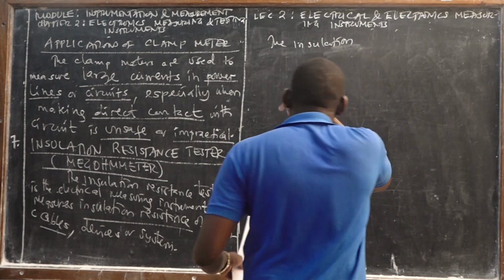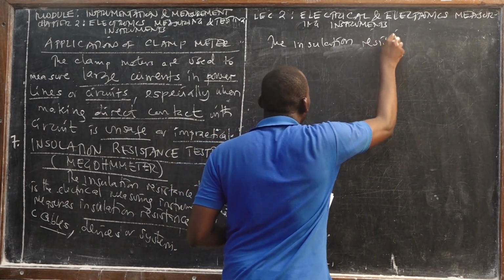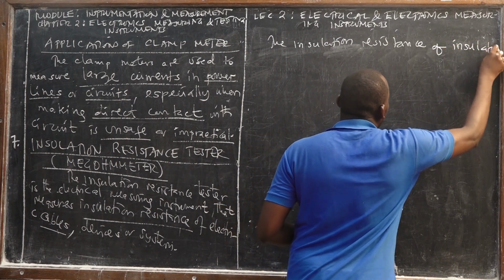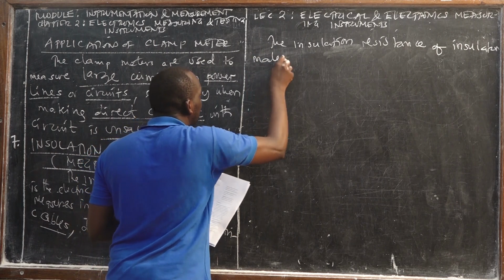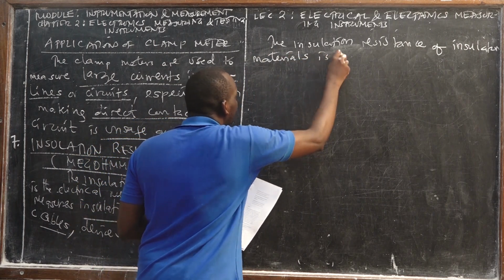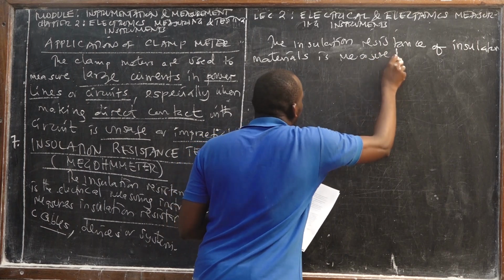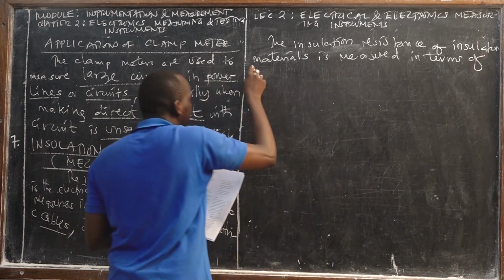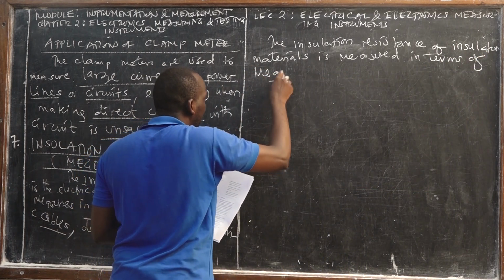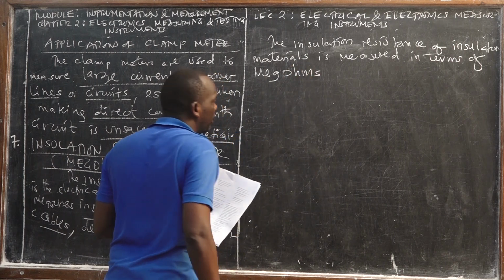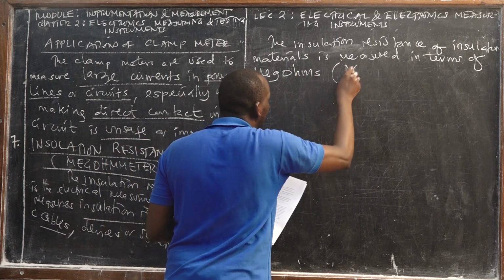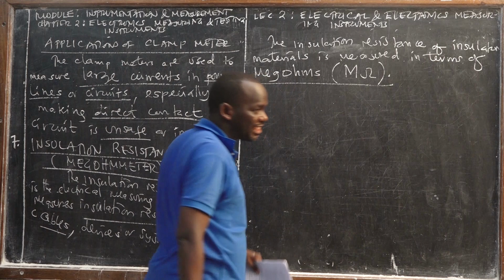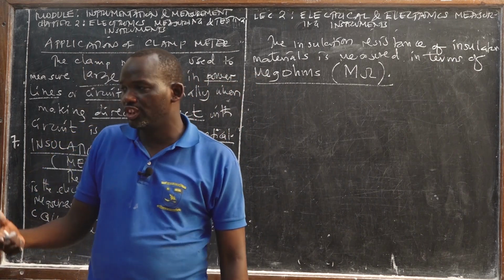So the insulation resistance of insulator materials is measured in terms of megohms, where we use capital M, the symbol of mega, and the symbol of ohm. And sometimes several megohms.